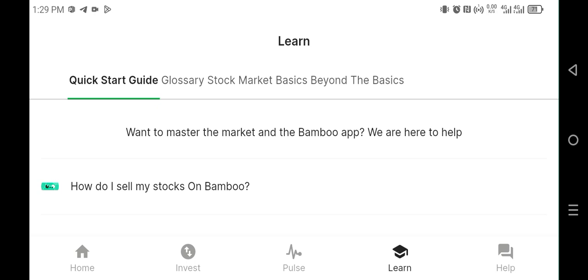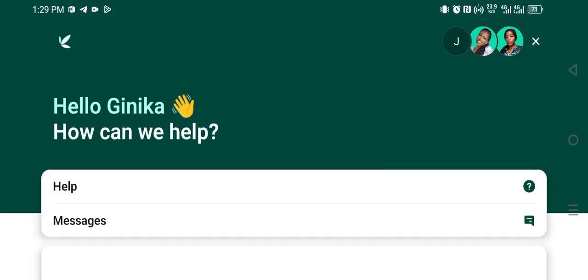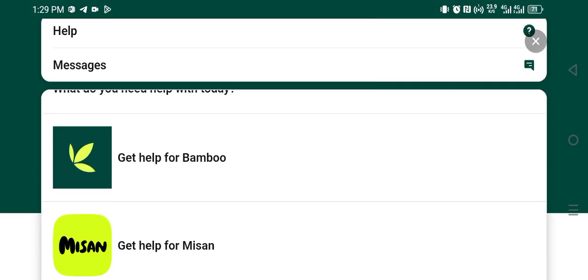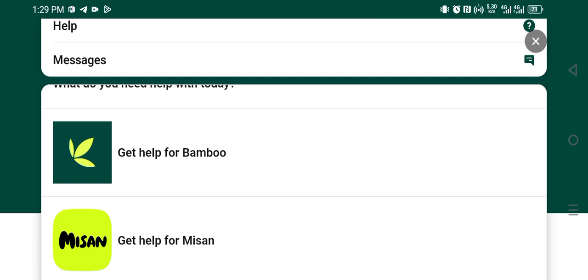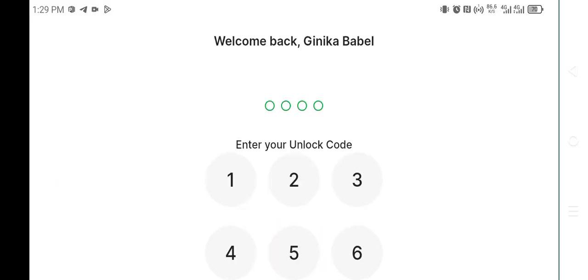And then under help, this is where you have a live chat. Like if you are lost, you need a customer support to talk to about Bamboo, about Misan. Misan is an app owned by Bamboo where you can receive and transfer your dollar. So if you want to chat with a live customer support, all you have to do is go to your help and then you have someone to talk to, right?